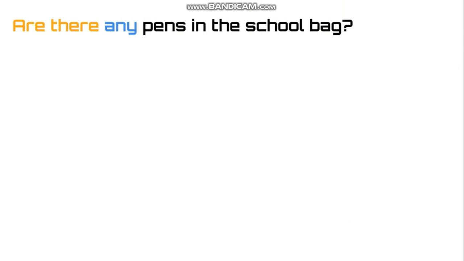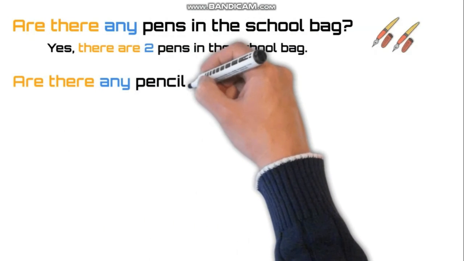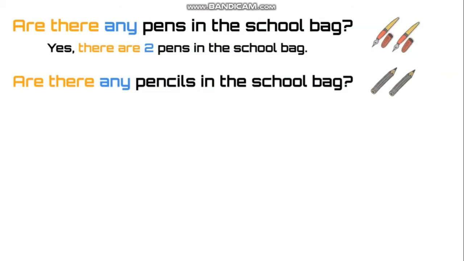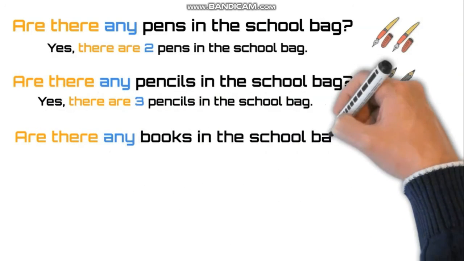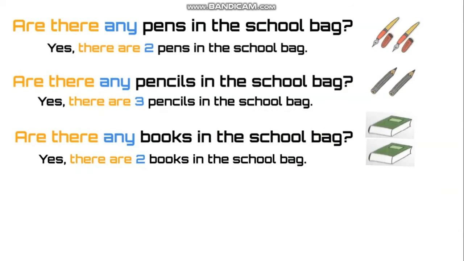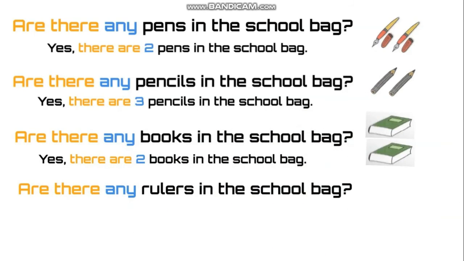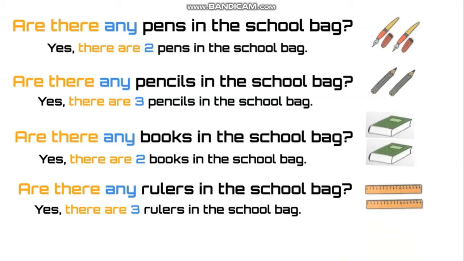Are there any pens in the school bag? Yes, there are 2 pens in the school bag. Are there any pencils in the school bag? Yes, there are 3 pencils in the school bag. Are there any books in the school bag? Yes, there are 2 books in the school bag. And are there any rulers in the school bag? Yes, there are 3 rulers in the school bag.